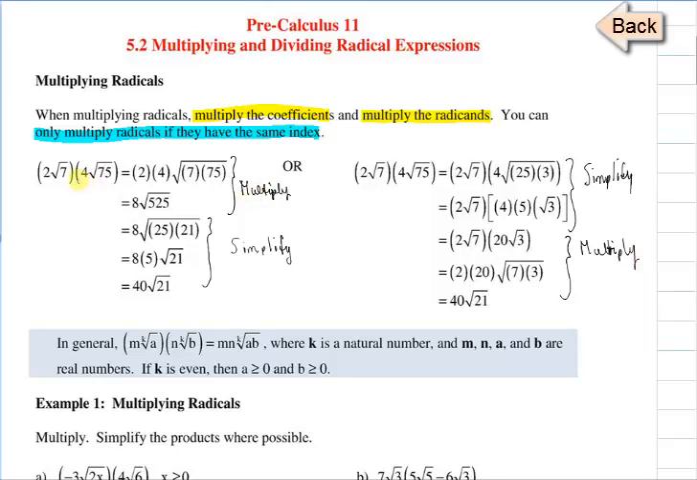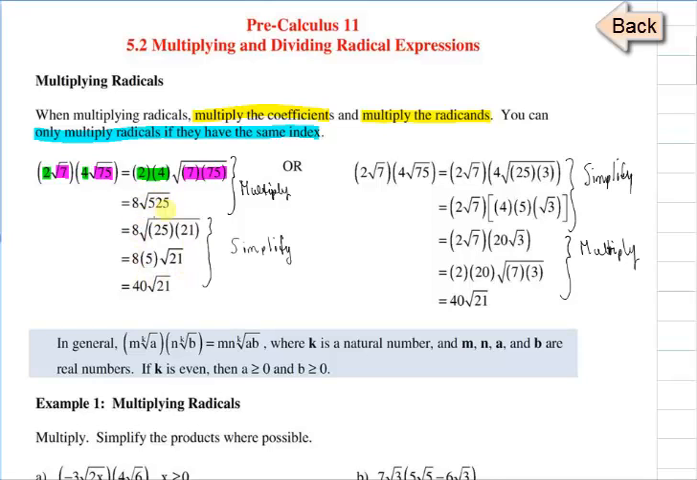Okay, so on the first example here, or the first method, we want to multiply the coefficients and multiply the radicands. So our coefficients are the 2 and the 4, which we multiply here, and our radicands are the root 7 and the root 75, which we multiply together under the same square root bracket. So we're going to go 2 times 4 to give you the 8, and then within the radical sign you've got 7 times 75, which is 525. And now we will simplify the square root of 525.